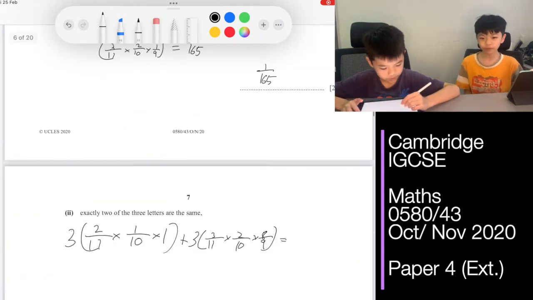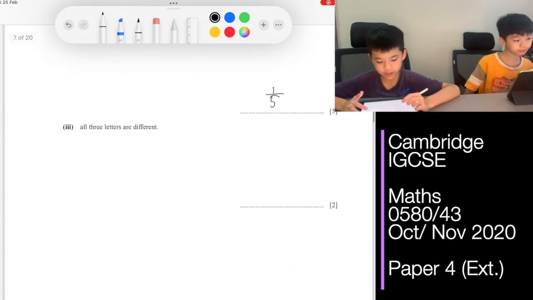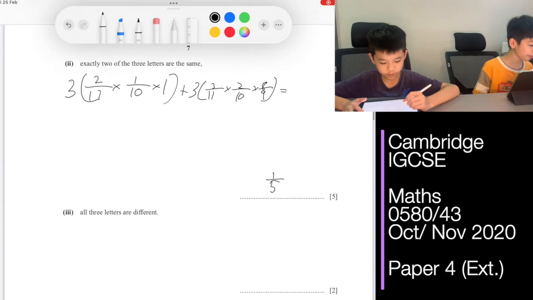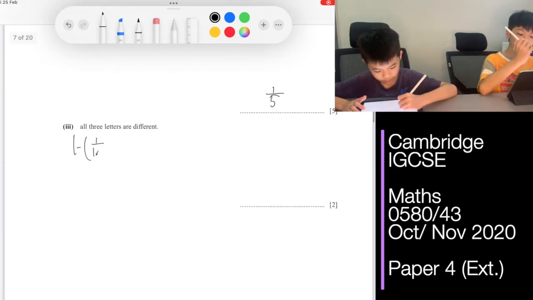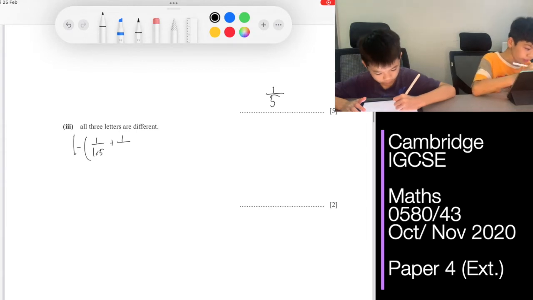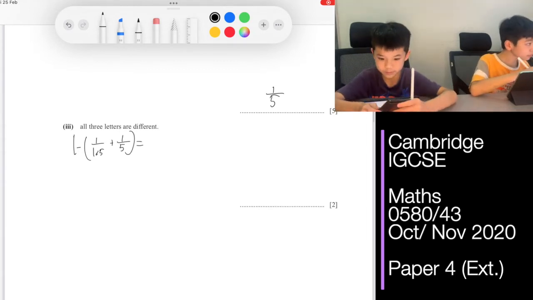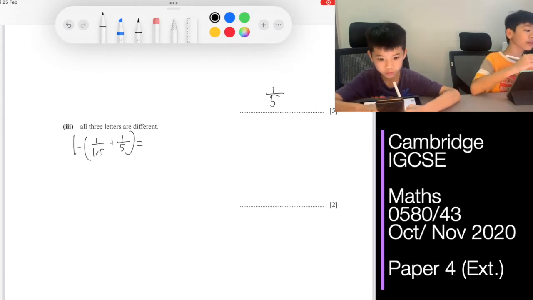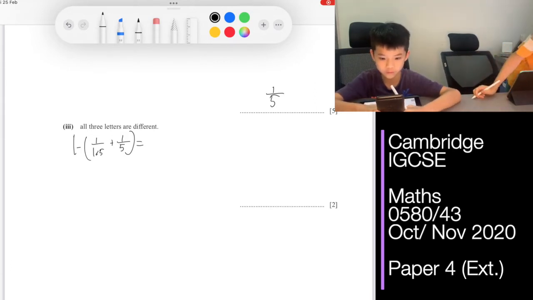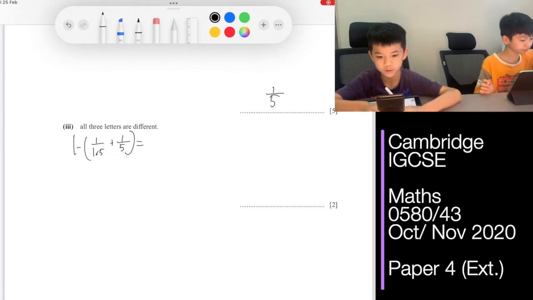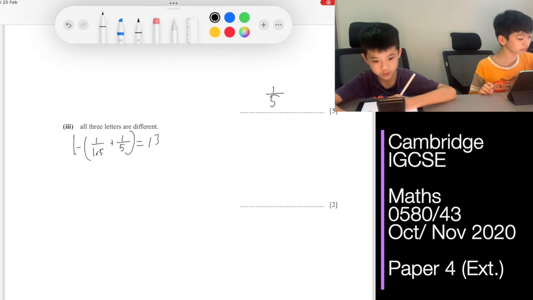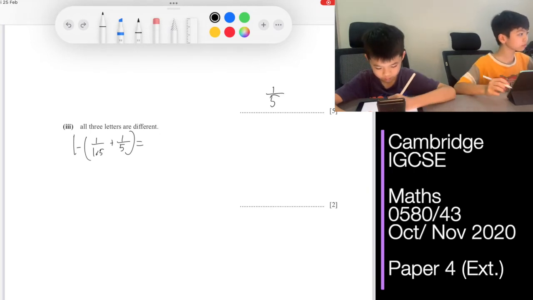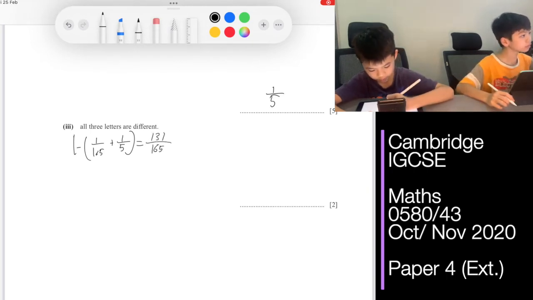Okay, for question B3, all 3 letters are different. So it's basically 1 minus 1 over 165 plus 1 fifth, which is 1 minus 1 over 165 and 1 over 5. That would give 131 over 165.